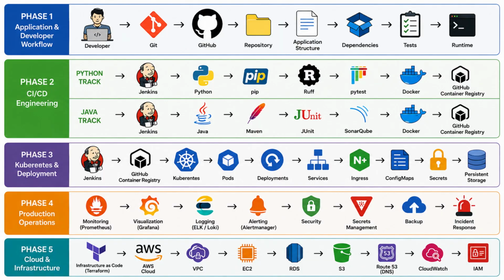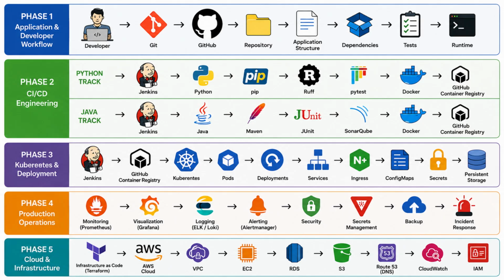Alright, so welcome to Project Atlas. In the introduction, we looked at the complete journey we are going to take from the application and developer workflow through CI/CD and Kubernetes deployment, all the way to production operations and eventually cloud infrastructure on AWS. We also saw that this journey is divided into 5 major phases.